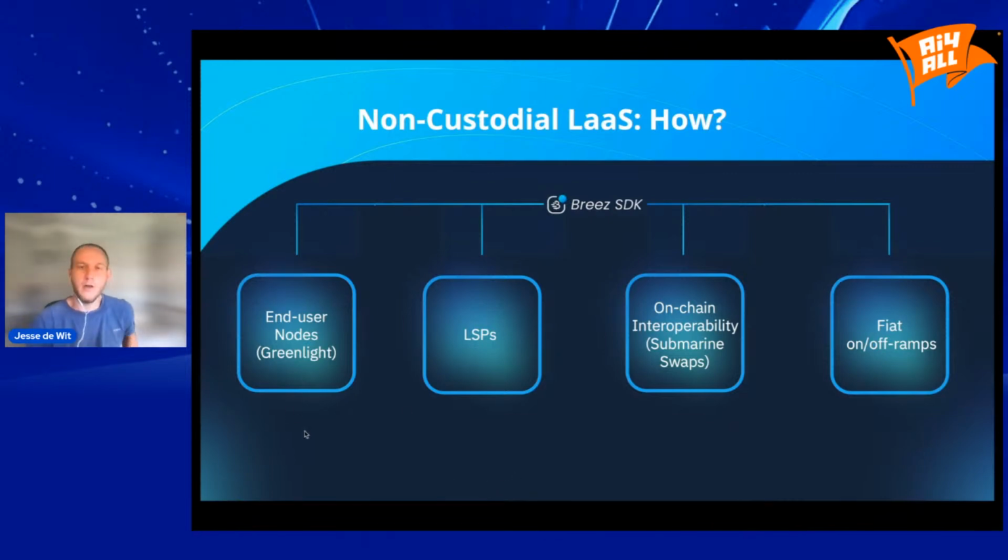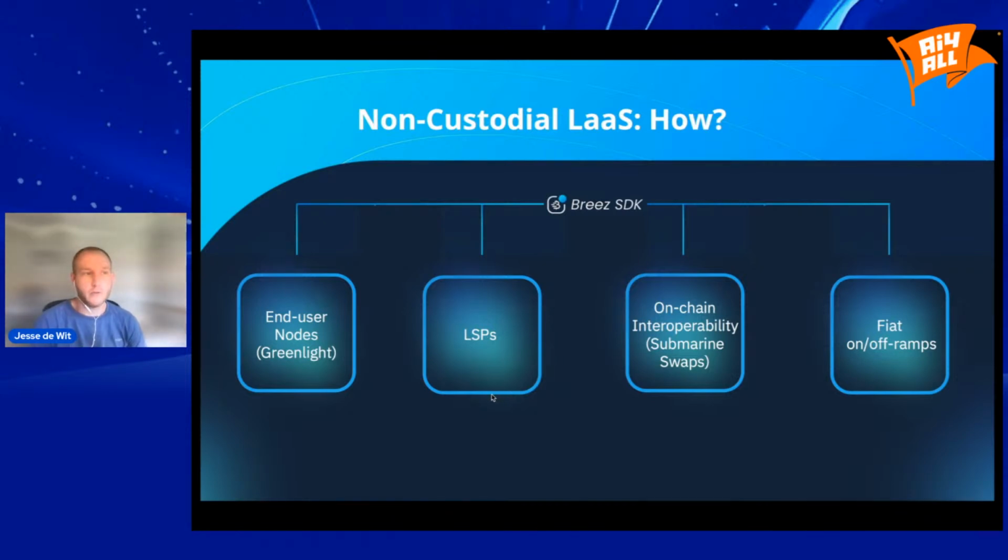Each end user of an app that is built on top of the Breez SDK gets their own personal Lightning node. And we chose Greenlight to host the Lightning node, and I'll explain more on that later. And in order to connect the user to the Lightning network, we use Lightning service providers, or LSPs. That term probably needs some definition because there are many definitions out there currently. But an LSP connects you to the Lightning network, just like an ISP connects you to the internet. The LSP provides liquidity in order for you to be able to receive payments.